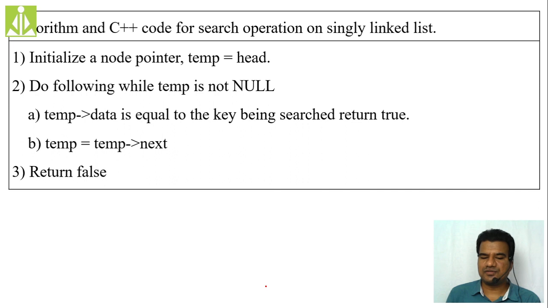First, we have to initialize a temporary pointer to the head node, because in order to do the search operation, we have to move inside the singly linked list from the head node to the tail node. Moving the head itself is not a good option, because if you move the head in the search operation, your complete singly linked list will get disturbed. We don't want that.